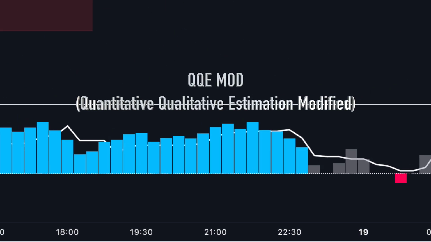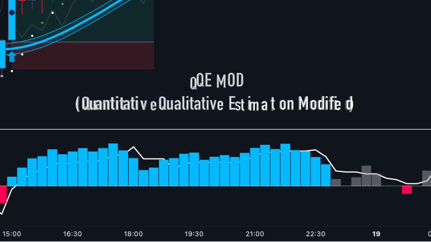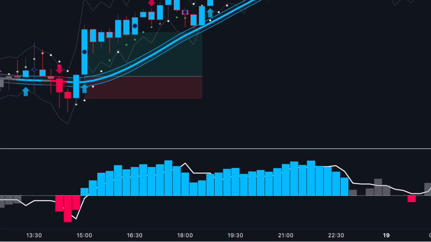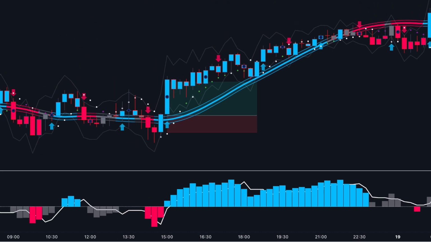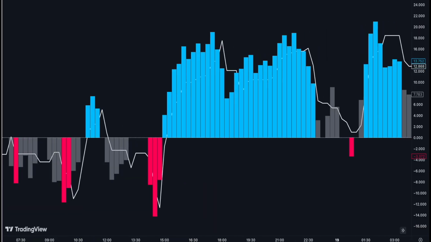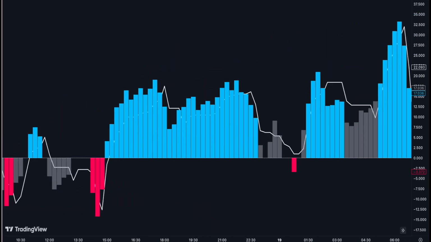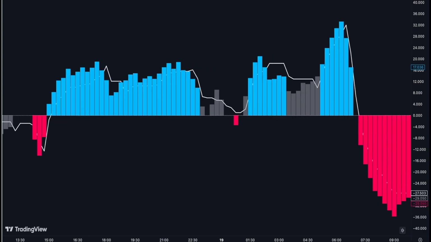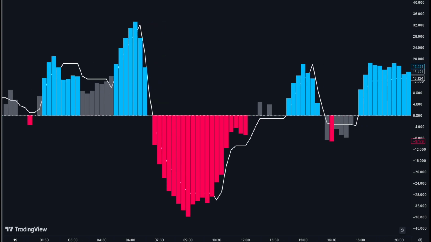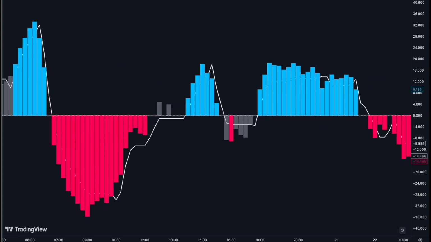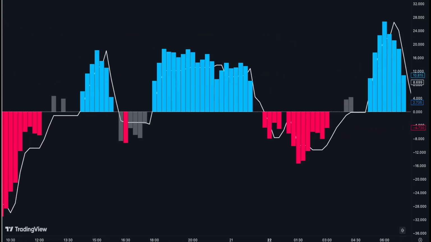The QQE Mod stands for Quantitative Qualitative Estimation Modified. This indicator is a technical analysis tool used in financial markets, primarily in forex and stocks trading. It is a modified version of the original QQE indicator, which stands for Quantitative Qualitative Estimation. The QQE Mod indicator is designed to help traders identify trends and potential reversals in price movements.